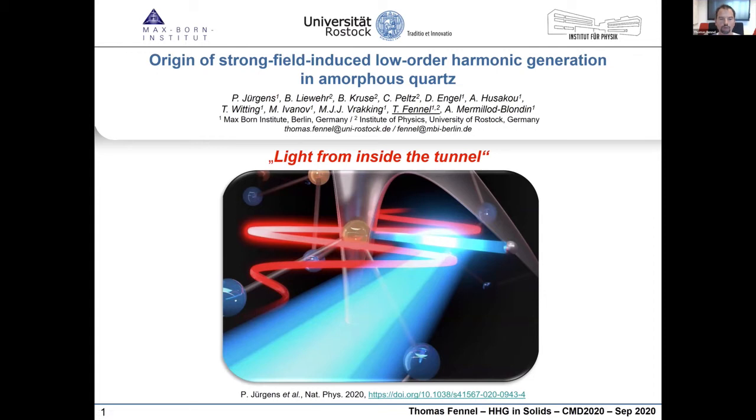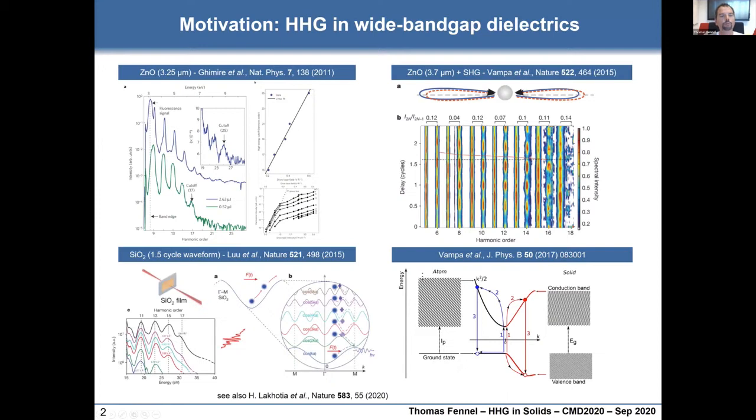And so the goal of my talk is to convince you that there are indications for light from inside the tunnel. So just to quickly motivate, so some of these pictures have been shown, or these graphs. So the Gimmeyer work from zinc oxide nicely showed the odd harmonic progression and the cutoffs already scaling linearly with field intensity. And in particular, they also showed the nice non-perturbative scaling of the harmonics.